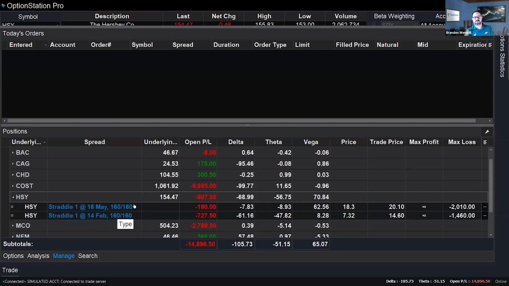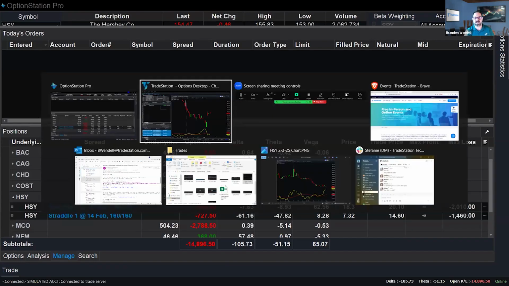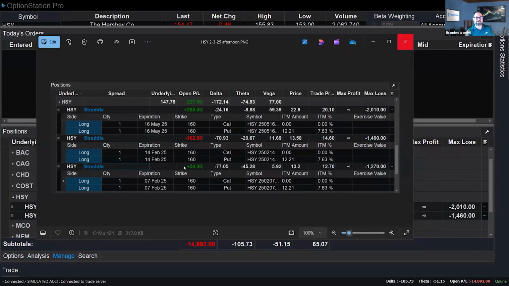So we're not making anything on the delta, and the volatility has collapsed back down much lower than where I first entered. So I kind of missed the opportunity to get out. But if I go back to a picture that I have here, the ones that expire on February 7th, the short-term options had very little profit.